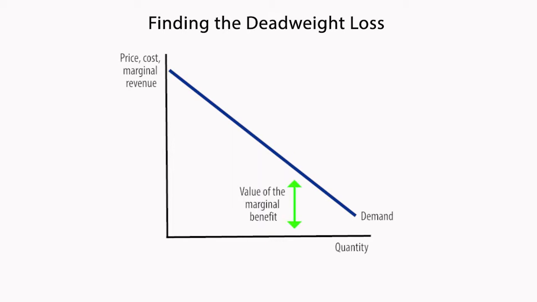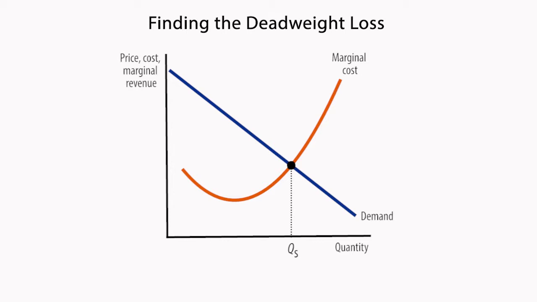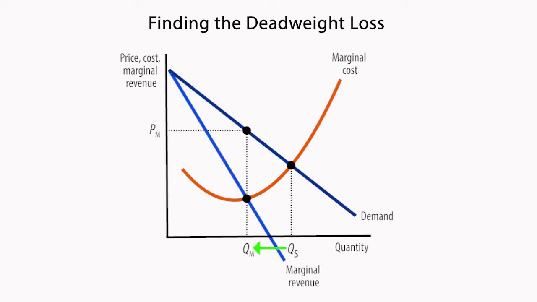The height of the demand curve represents the value of the marginal benefit society receives from each unit. The optimal quantity for society, QS, is found where the demand curve crosses the marginal cost curve. Every unit up to that point provides a benefit that is more valuable than the marginal cost of making that unit. By restricting the quantity to QM, the monopolist prevents the net gains that could be received from the units between QM and QS, for which the marginal benefit exceeds the marginal cost. The loss of those net gains is what we call deadweight loss.